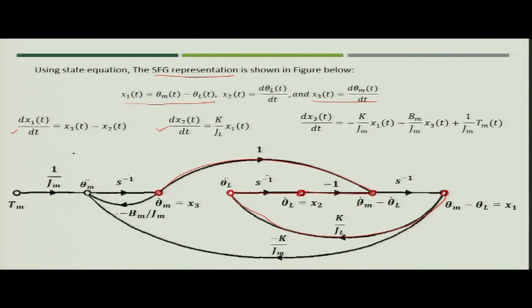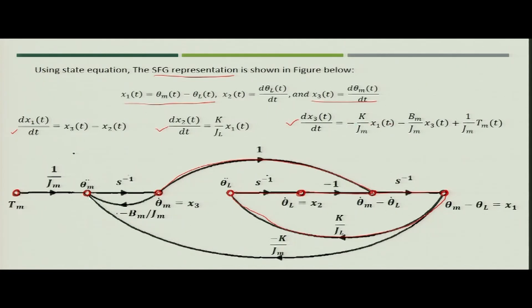Then when you again integrate theta m dot minus theta l dot, you will get x1. So, again you create one integrator block and you get the x1. Now, next is the equation, that is dx3 by dt is equal to minus k by jm x1 minus bm by jm x3 plus 1 upon jm Tm. So, we put Tm as an input node and then we put theta m double dot, theta m double dot is nothing but dx3 by dt.